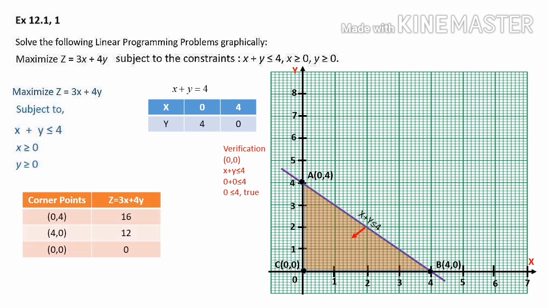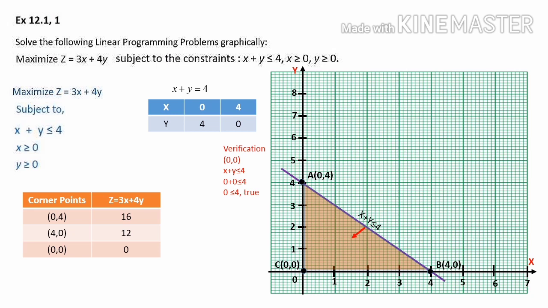Then just make a table, and in that table we have to consider 2 points. One is corner points, those are (0, 4), (4, 0) and (0, 0). Next is our equation. What equation is given to us for maximize, or in some cases minimize. For maximize or minimize, whichever equation is given to you, that we have to write. Z is equal to 3x plus 4y.